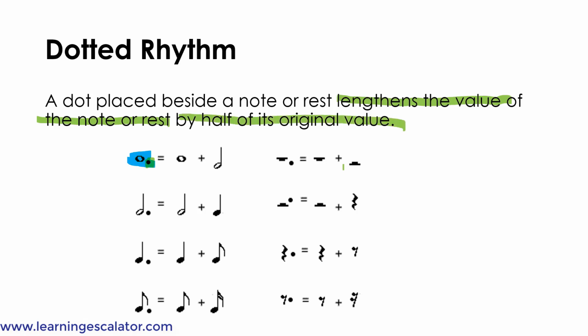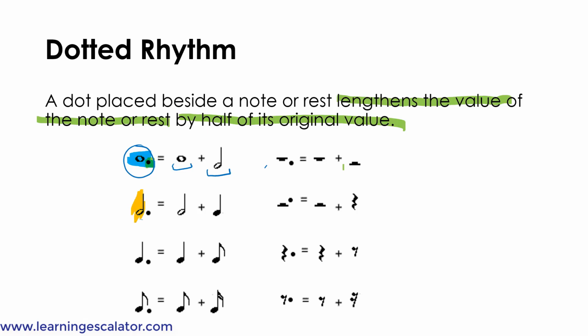So with the whole note, there would be the whole note plus half of a whole note, and half of a whole note is a half note. So if you see a whole note and a dot, that means the actual value would be a whole note plus a half note. Now same for the half note. If you see a half note with a dot, that means it's 1 half note.